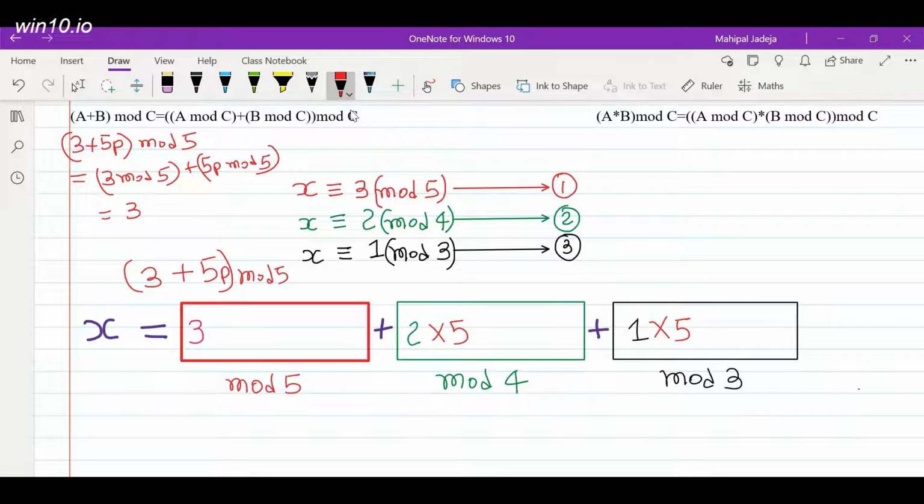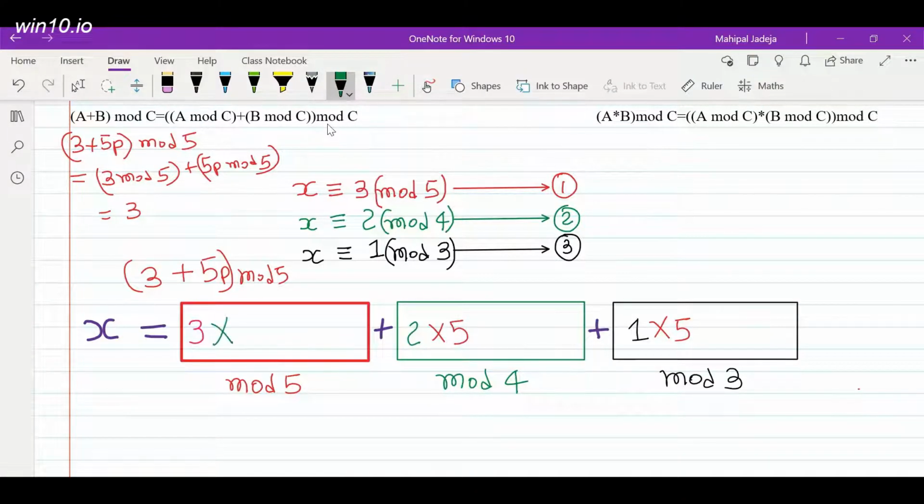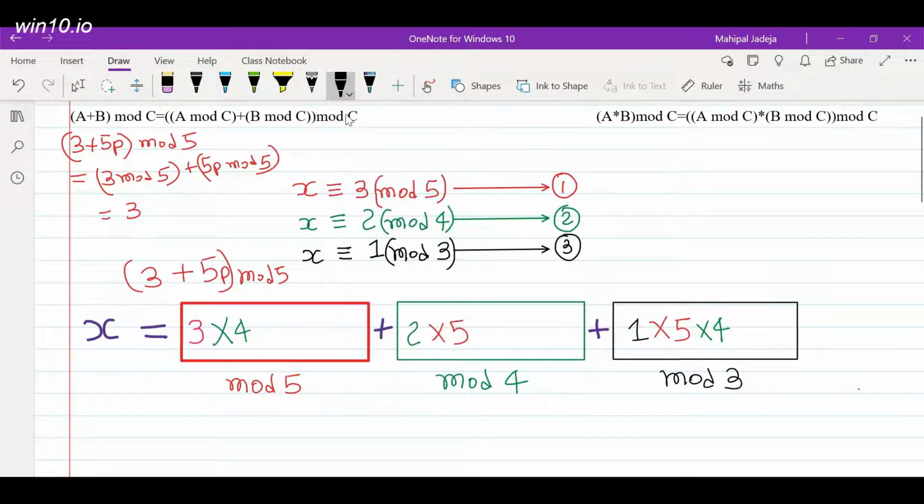Okay, so now a similar thing we need to do with respect to the second equation as well as the third equation. So we'll multiply the value within the first box by 4, and we'll also multiply the value within the last box by 4, and the same thing we need to repeat for equation 3 also. So we'll multiply this with 3, we'll also multiply this with 3.